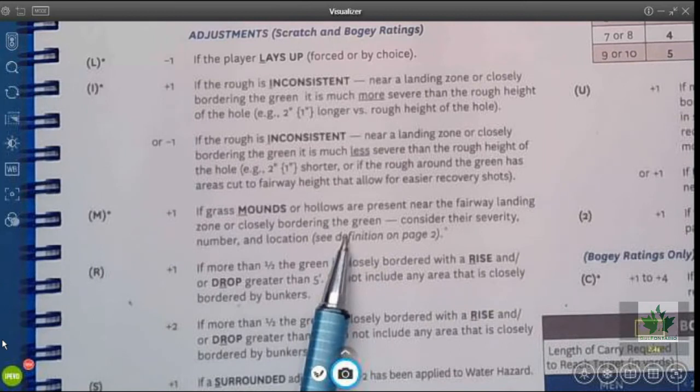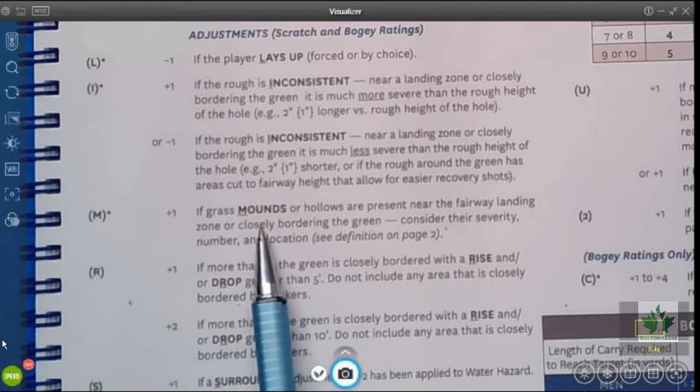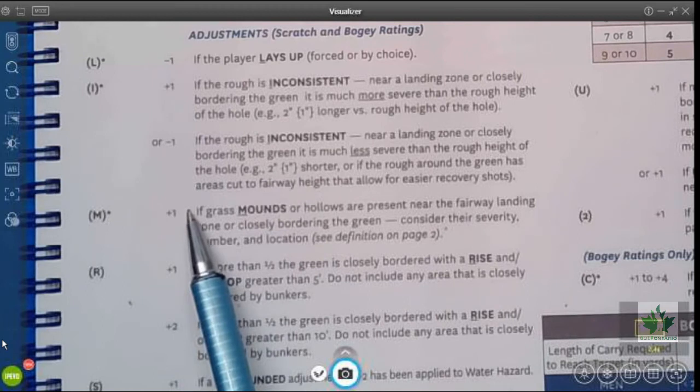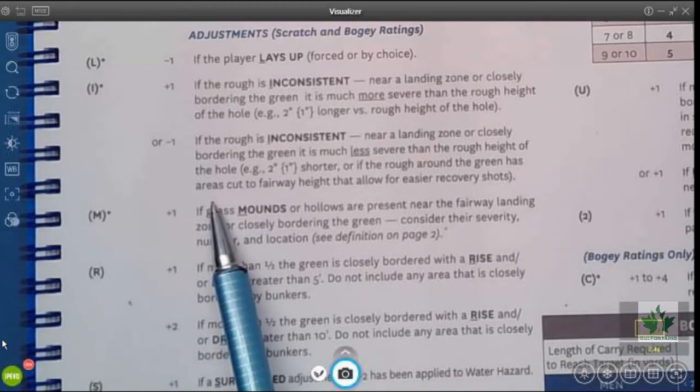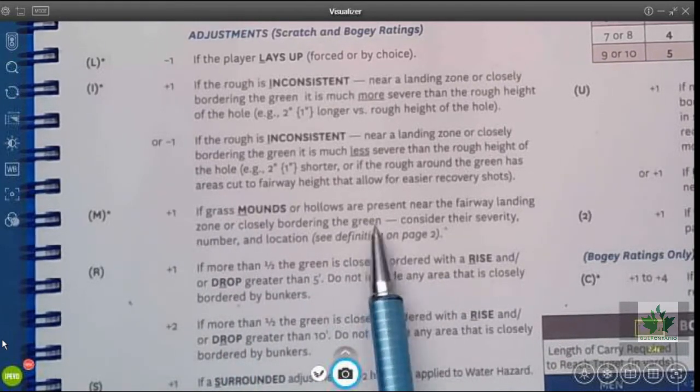So the question though is, and they say consider their severity, number, and location. So I understand why all those things matter, but the question is, how much consideration would there be if there's just one little mound, not very high, not all that close to the green, and everything else around the green was level. And so that's a question we always get. People say there are mounds, but are there enough of them to warrant a +1 adjustment, which may very well be increasing the value by 25% or 33%, or making a significant change in the obstacle value. So there's a solution next year to that problem too.